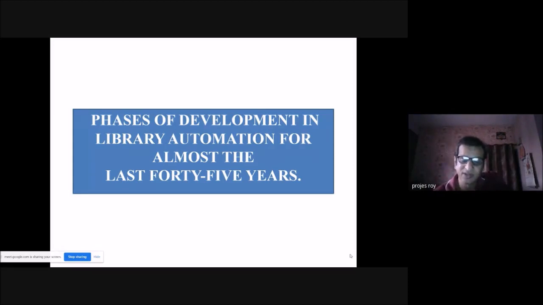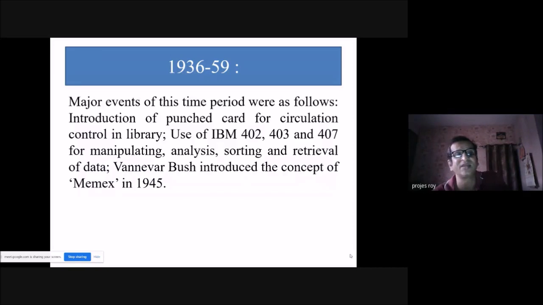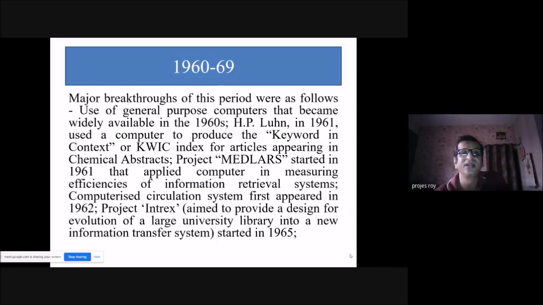In your book, they have nicely coined the concept. If you look at it, from 1936 to 59, the major events of this time period were as follows: introduction of the punch card system, IBM 402, 403, 407 were introduced. Then Vannevar Bush introduced the concept of MEMEX in 1945. In 1960-69, the major QUAC mailer system started, and Project Intrex was also initiated at that time, because these are the base of today's development, which was seen as a data retrieval system, or IR, information retrieval system.